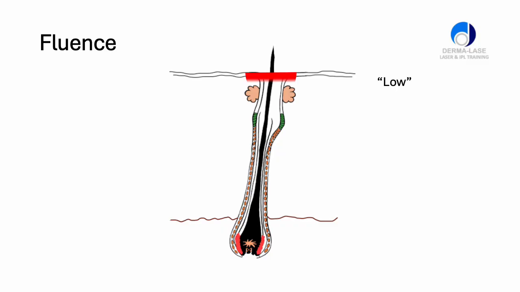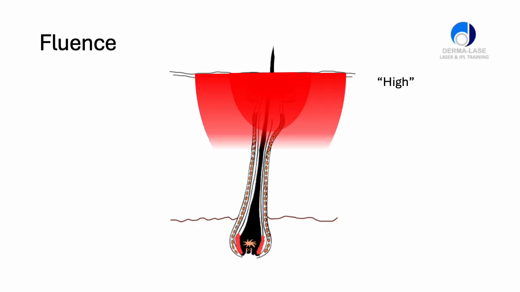If we fire a low fluence like this, then you can see it doesn't penetrate too far into the follicle. A medium fluence like this will definitely penetrate further, and you can see this particular fluence is now heating the stem cell bulge. And if you fire higher fluence, then obviously we can penetrate deeper into the skin and further down the follicle. But if it's not high enough, then we may not reach the papilla.